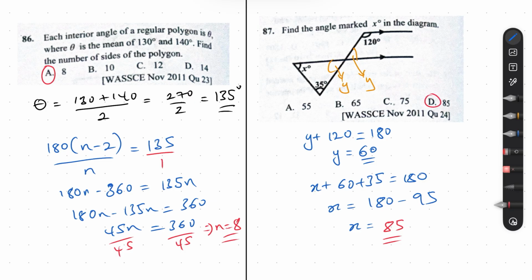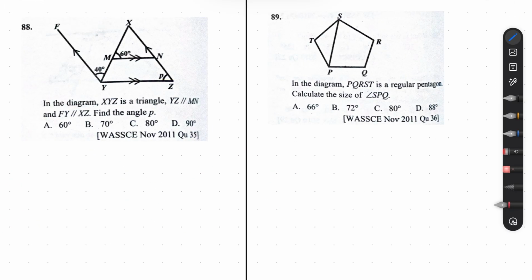All right, let's move on to question number 88. The question says in the diagram XYZ is a triangle. YZ is parallel to MN, so this and this are parallel, and FY is parallel to XZ, so this and this are also parallel. We need to find this angle.